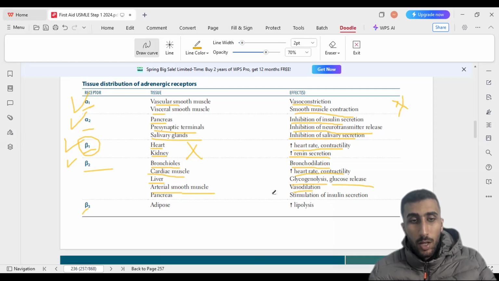And the pancreas also is the opposite to alpha 2. Alpha 2 on the pancreas causes inhibition, so beta 2 here is causing stimulation. So it's stimulatory. You remember that alpha 2 is inhibitory. B3 is found only in adipose tissue, and it's gonna increase lipolysis.